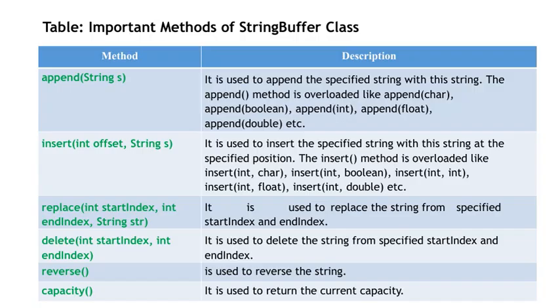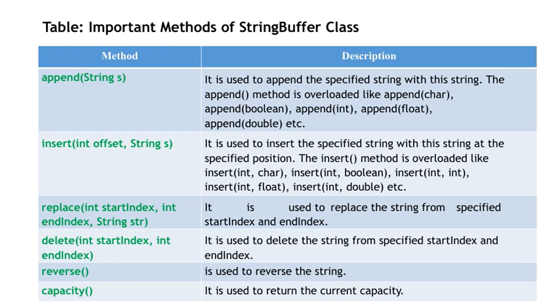Now, let's take a closer look at some of the most important methods of the StringBuffer class. First up is append. This method is used to add a specified string to the end of the existing StringBuffer. It's quite versatile because it's overloaded to handle different data types like characters, booleans, integers, floats, and doubles. So, whether you're adding a simple character or a complex number, append has you covered. Next, we have insert. This method allows us to insert a string at a specific position within the existing string. You specify the position with an index, and just like append, insert is overloaded to handle various data types, including characters, booleans, integers, floats, and doubles. It's really useful when you need to insert data somewhere in the middle of your string.